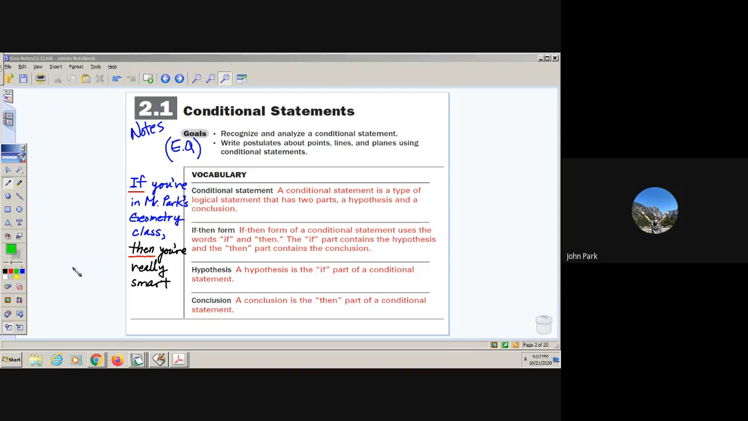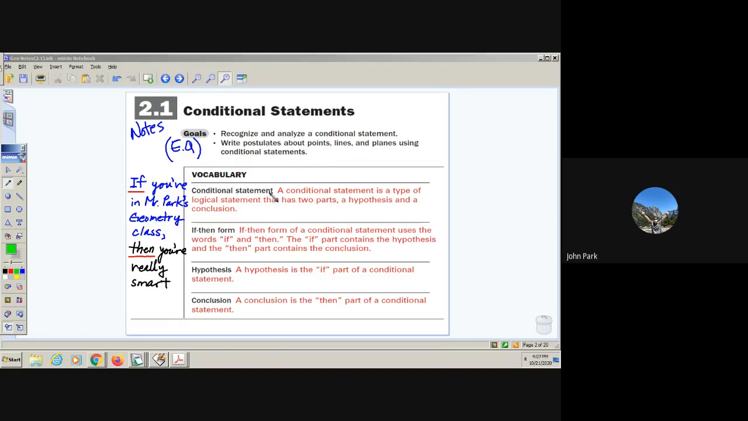Okay, so now we're going to get into chapter 2, which is about reasoning and proof in geometry. So we're going to talk about conditional statements. You could make a conditional statement in geometry using if-then form. Today's goal or essential question is to recognize and analyze a conditional statement and also be able to write postulates about points and lines and planes using conditional statements.